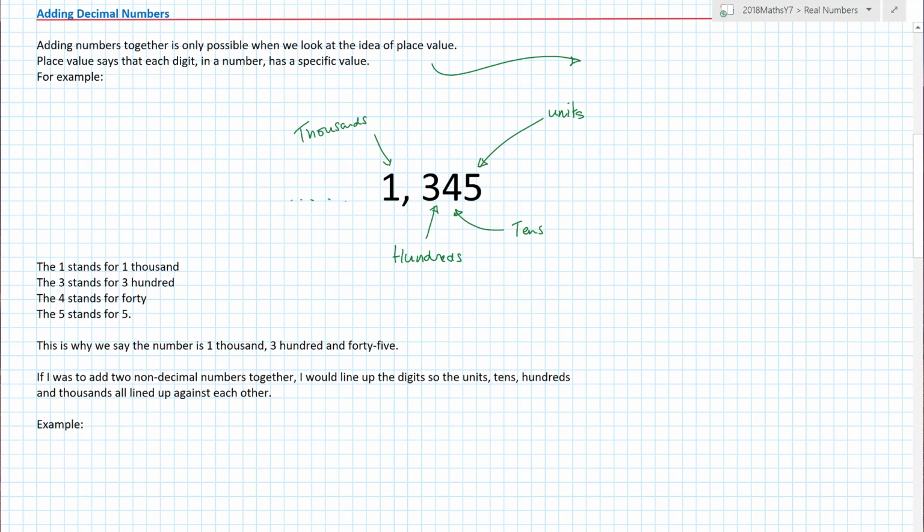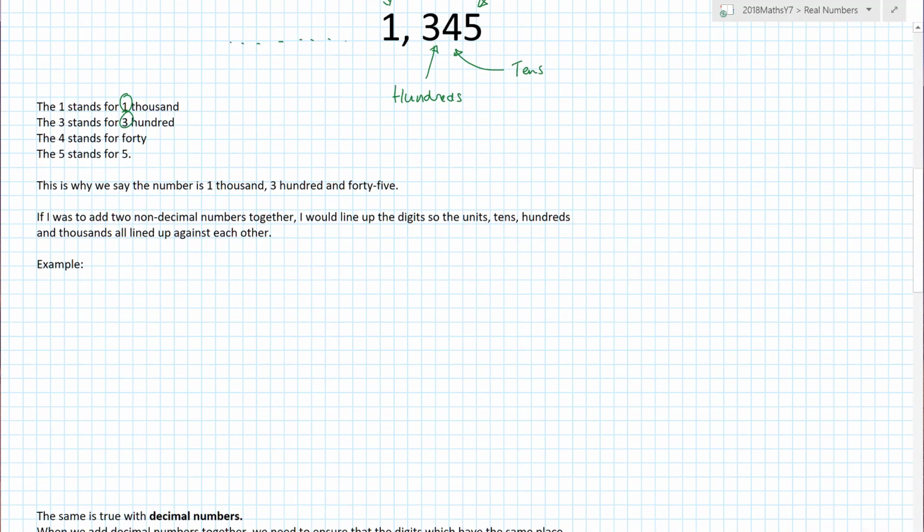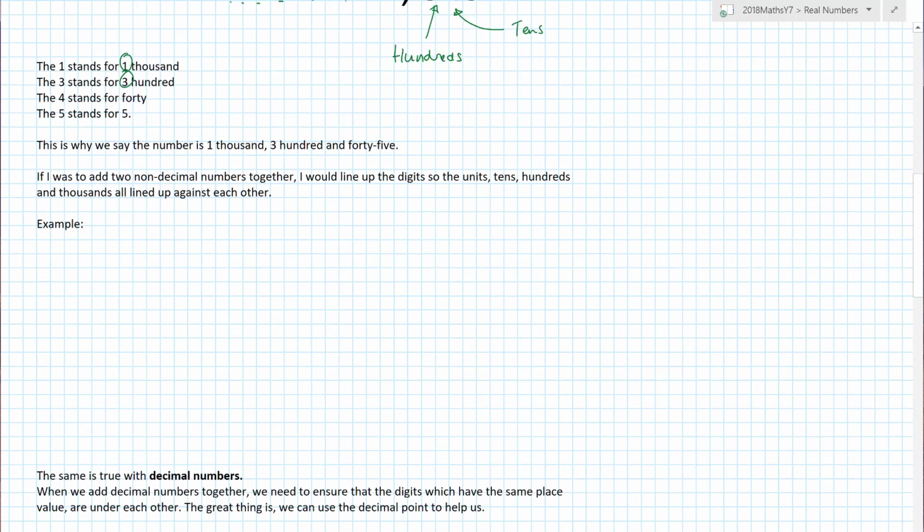Now obviously there are a lot more numbers, but if we were to read this, we would see that there are 1,000, 3 hundreds, 4 tens or 40, and 5 units. That's actually why we say the number as it is: 1,345. If I was to add together two non-decimal numbers together, I would line the digits so the units, tens and hundreds and thousands all lined up.